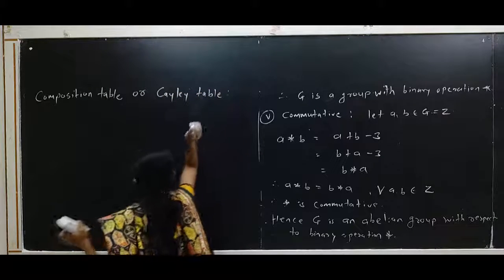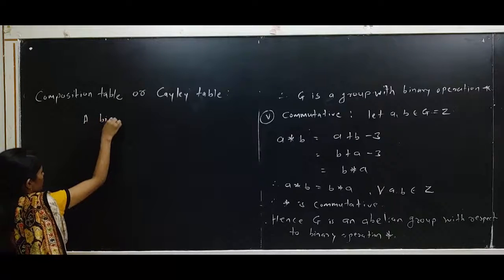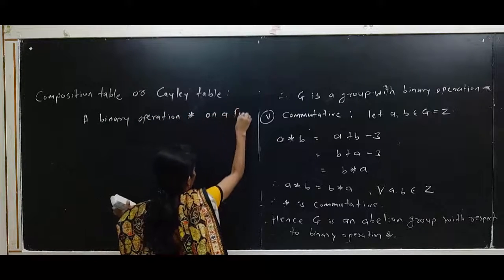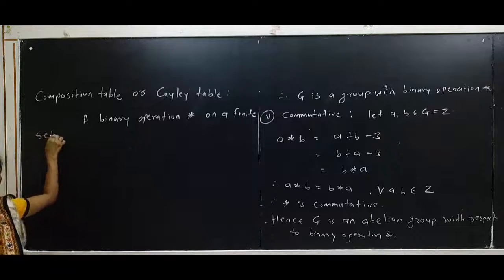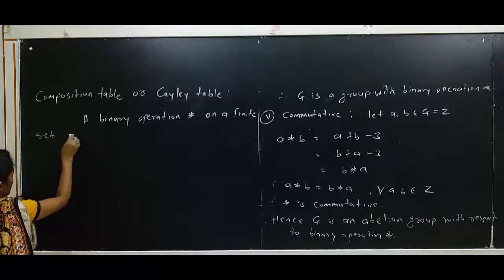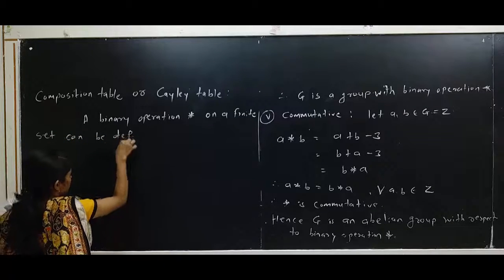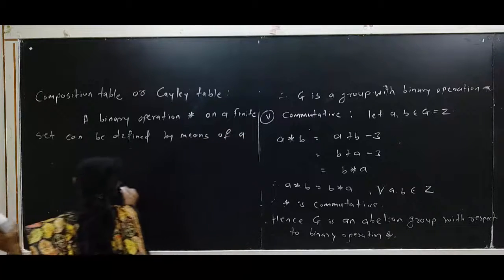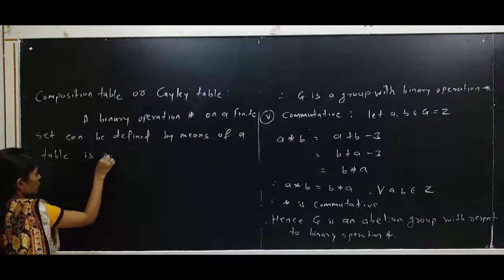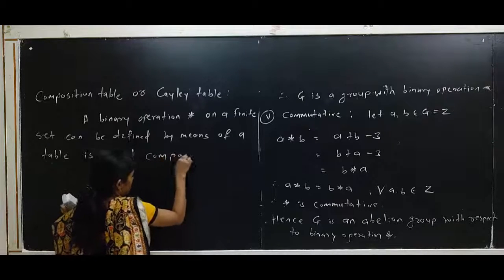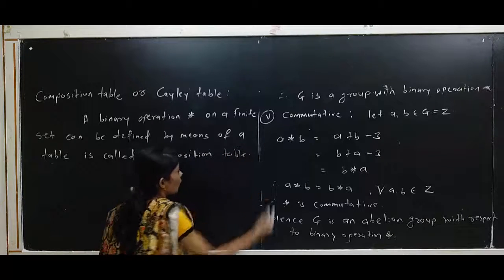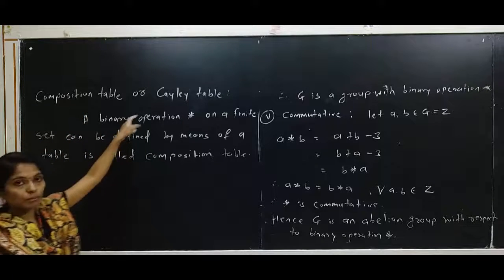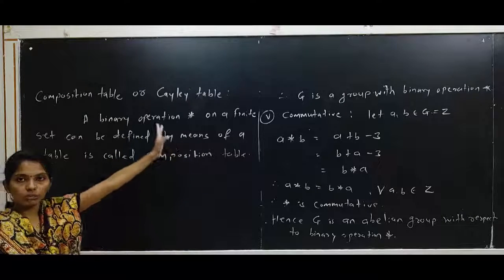Cayley table. Definition: a binary operation star on a finite set can be defined by means of a table, which is called a composition table or Cayley's table. So see here, a binary operation star on a finite set can be defined by means of a table called a composition table or Cayley's table.